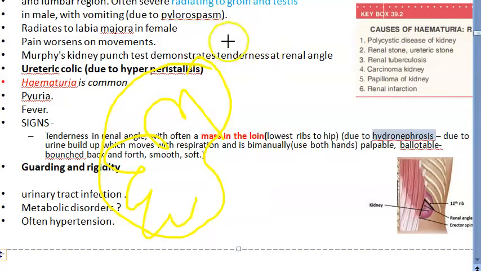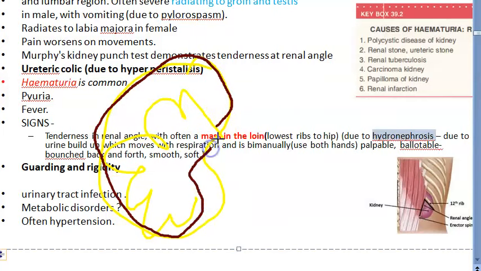Can you see the kidney? Please give us a brown for the kidney. Where's brown here? Is this brown? Yeah. So the kidney has become swollen. So because of this, you will have the mass in the loin. Okay. So what type of mass is it? The mass is something that is in the loin, that is, between your lowest ribs and hip.